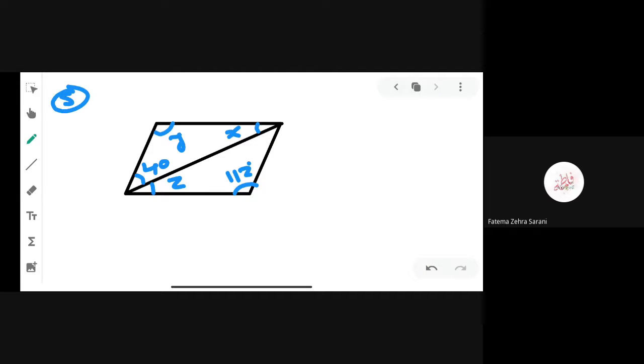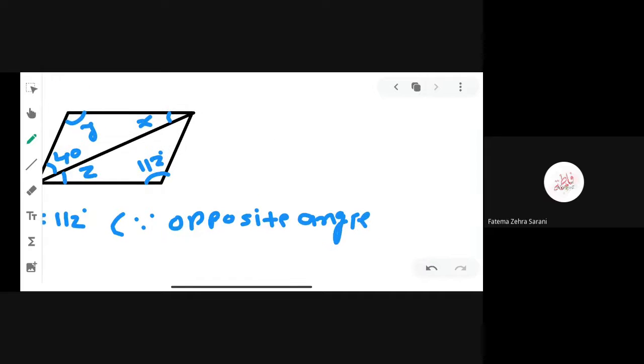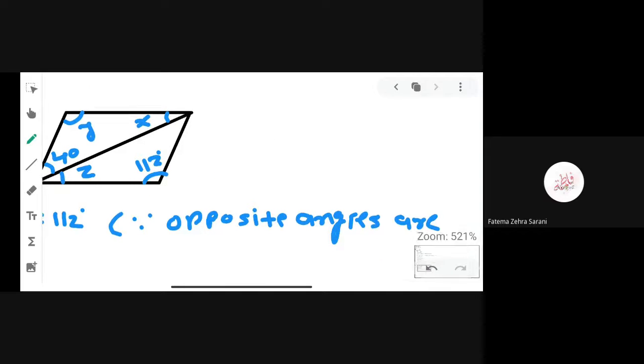Okay. Now just see, consider the parallelogram: y and 112 degrees. These two angles are opposite angles. And if these two angles are opposite angles, these two angles are equal. So we can say that y is equal to 112 degrees because in a parallelogram opposite angles are equal. Yes or no? Yes.